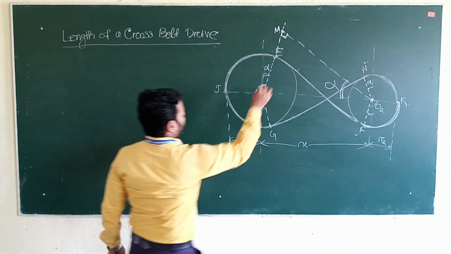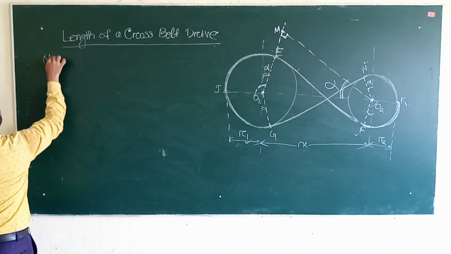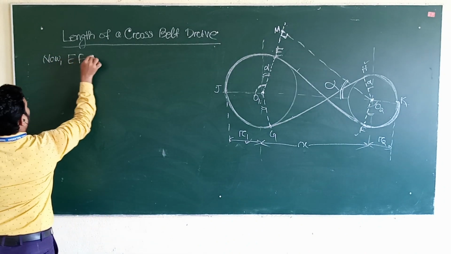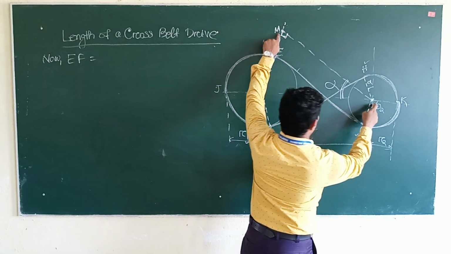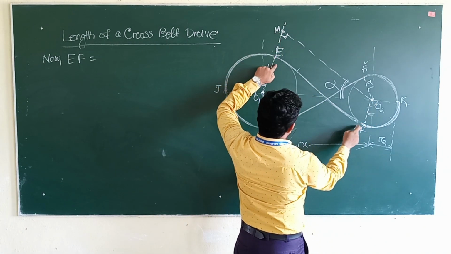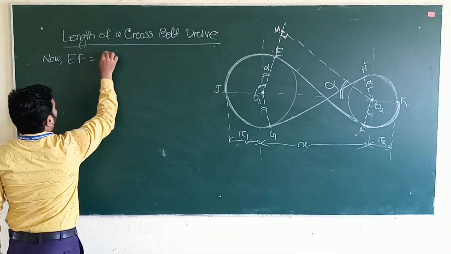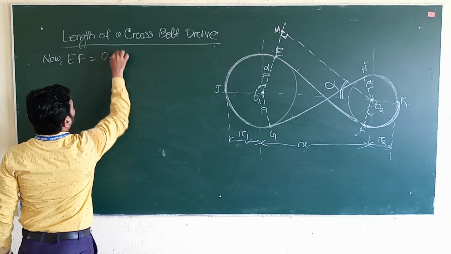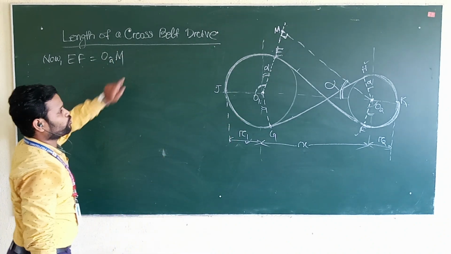Here we will see what is EF, the value of EF. We know that EF is parallel to O2M. From the figure you have seen EF is parallel to EM. So in place of EF we can write O2M.